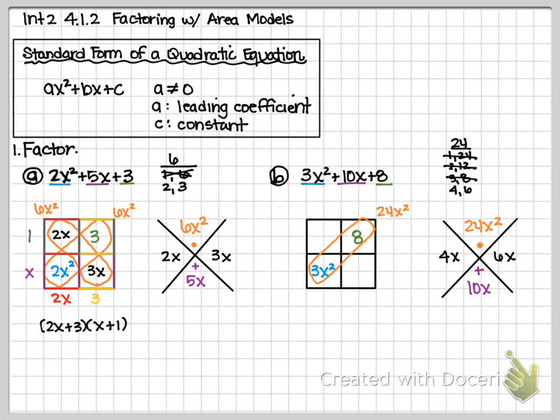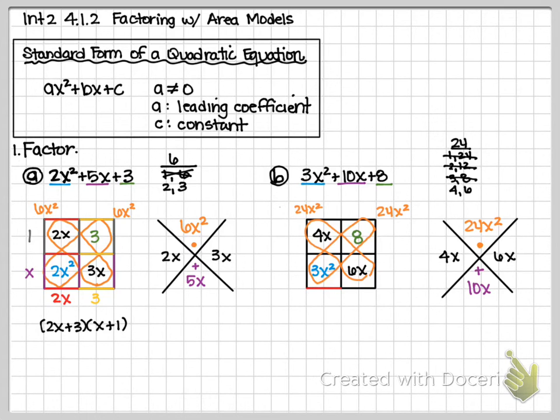Put them into the empty boxes. Remember, it doesn't matter which one goes where. Do a quick multiplication check on that diagonal as well. You got to make sure that you get 24x squared, which you do. All right, now we figure out the bases of these and try to start factoring.